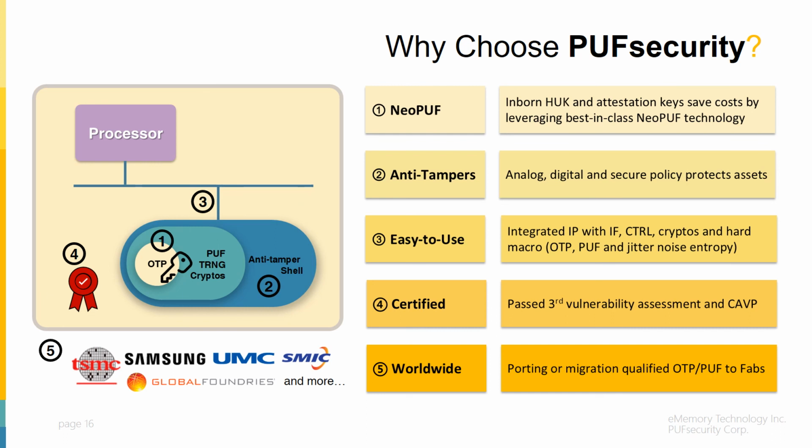Fourth, the PUF security solutions have obtained third-party certification from Resecure and NIST-CAVP, which means that IP security and correctness are guaranteed. Finally, all the eMemory and PUF security solutions can be used in almost all foundries and processes. That means using PUF security solutions will make it easy to fulfill your customers' plans for technology migration and cross-boundary porting.